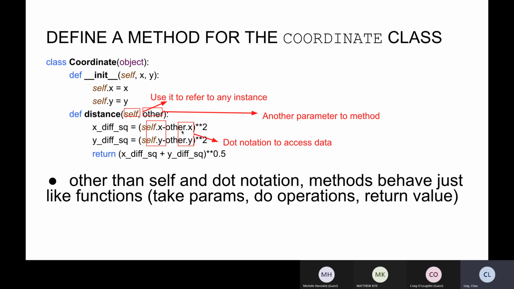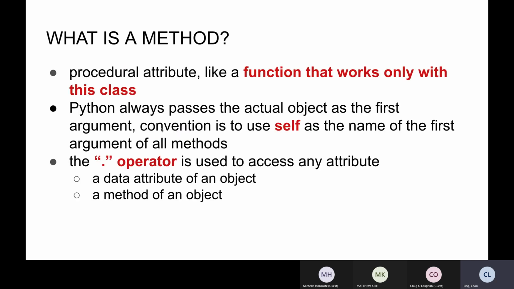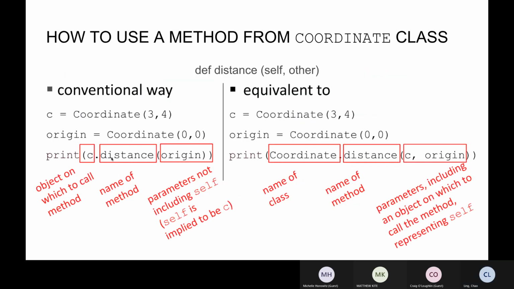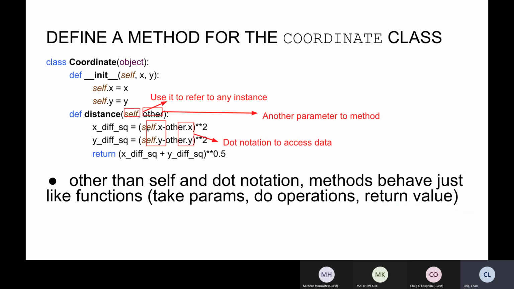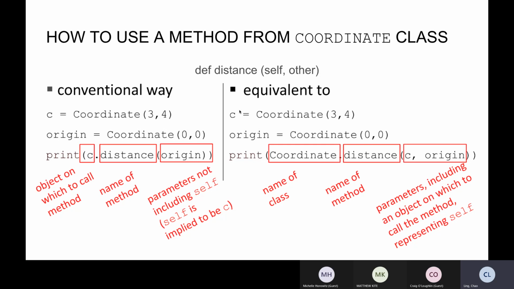The other, right? And where is the self? Well, the self is the C itself. So the self has a coordinate 3, 4, and origin has a coordinate 0, 0. And when you pass that to this function, self x is 3, self y is 4, other x is 0, other y is 0. Okay?